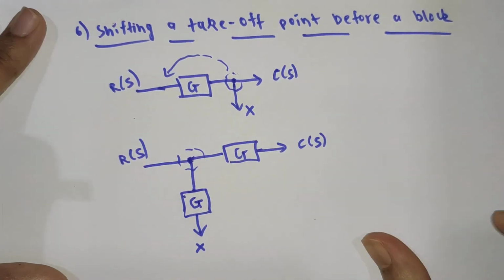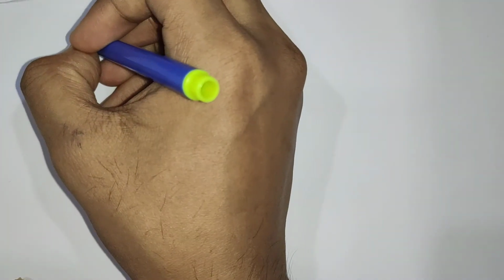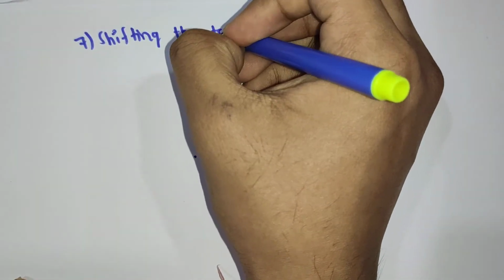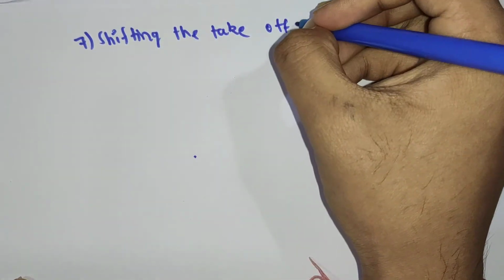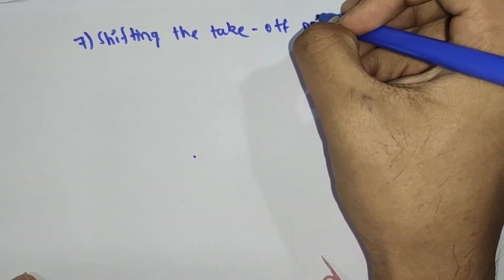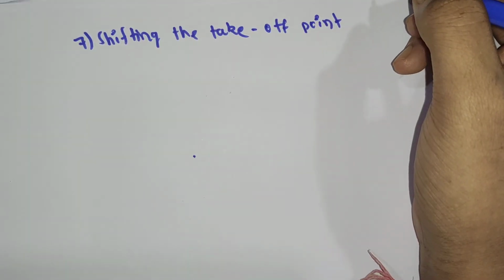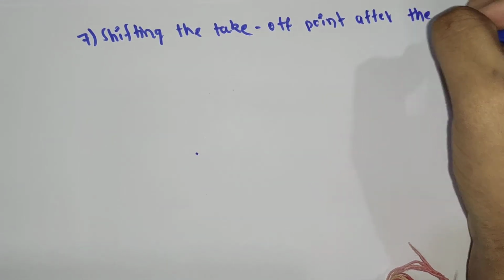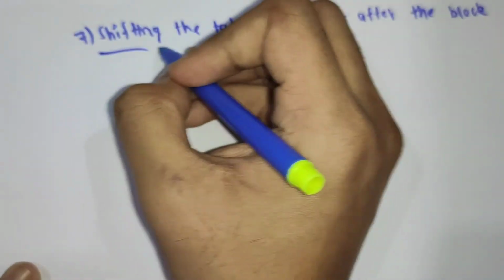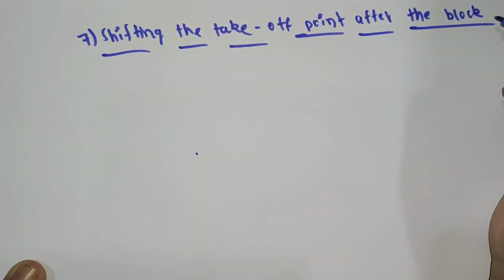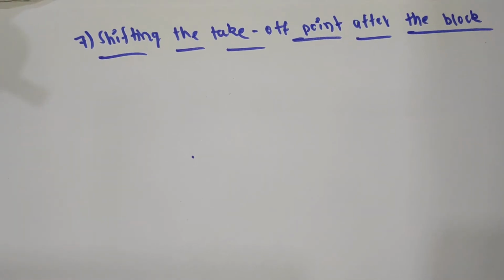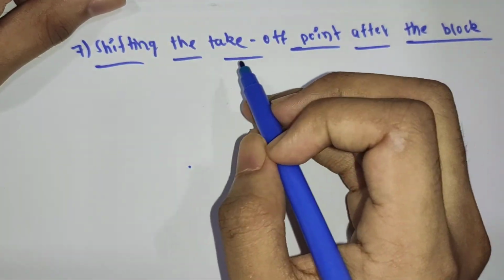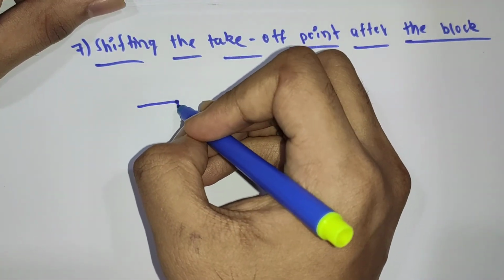And now the seventh one is shifting a takeoff point after a block. So now we are going to shift the takeoff point after a block, and this will be similar to the summing point which is shifted before the block. These last four rules, of the summing and the takeoff point, are very important, and they will help you solve many problems related to the block diagram. So now I have to shift it after the block.